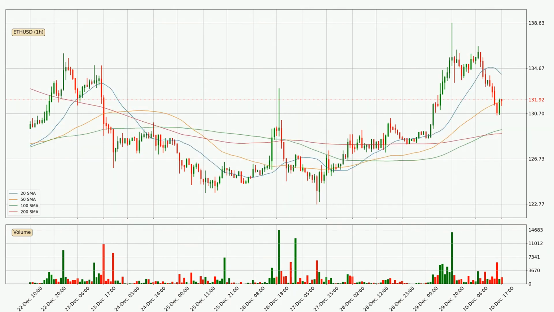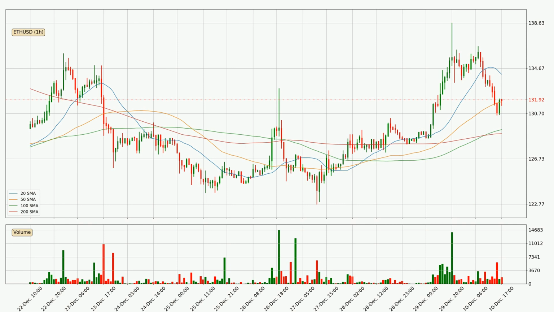Moving to the hourly simple moving averages, the current price is between the 50 and the 20 SMA. If the price bounces off the 50 SMA, which is currently at 132, it could be seen as a support, and the 20 SMA that is at 134 could be seen as a resistance to the upside. Breaking either way signals a possible further move in the corresponding direction.